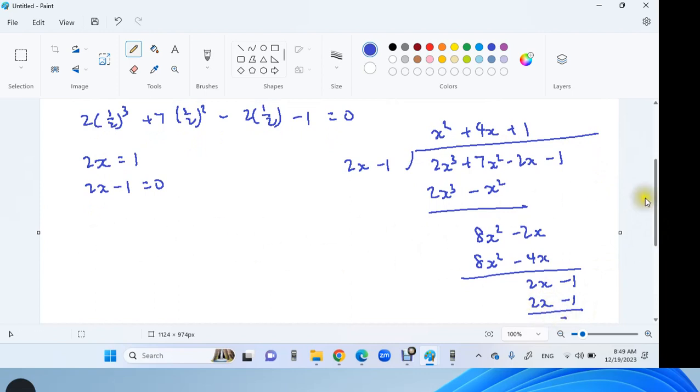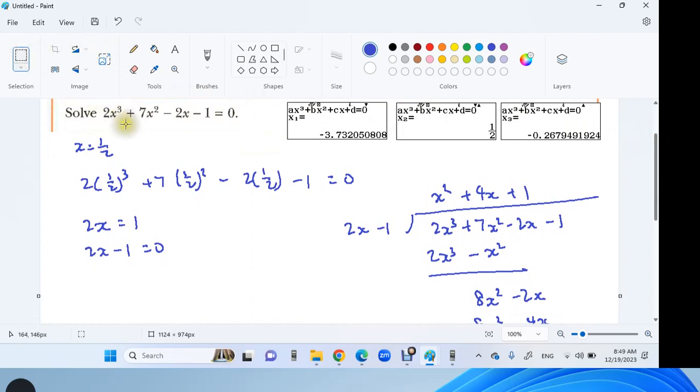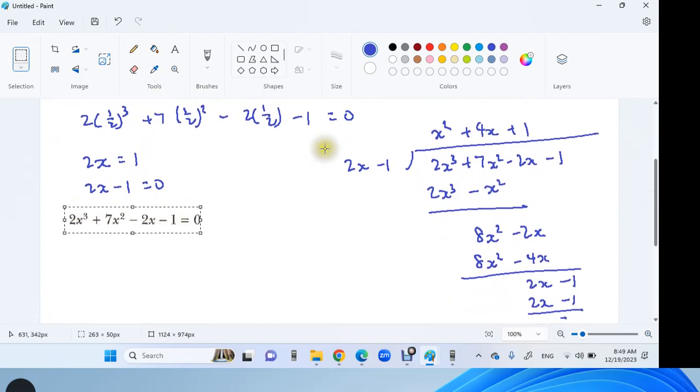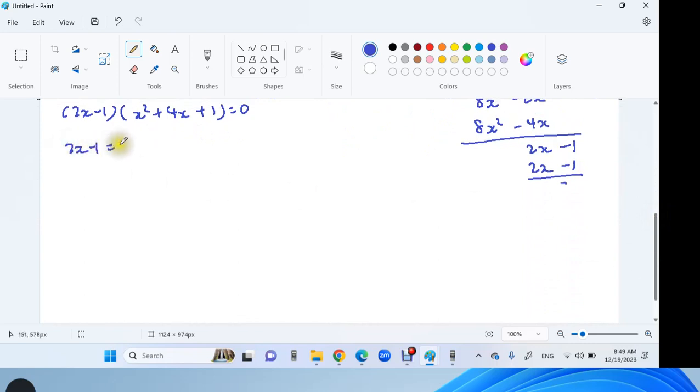So this equal to 0. So we have the 2x minus 1 and then x squared plus 4x plus 1 equal to 0. For the 2x minus 1 equal to 0, then x equal to half. This is the solution now. Then for this one, we have x squared plus 4x plus 1 equal to 0.